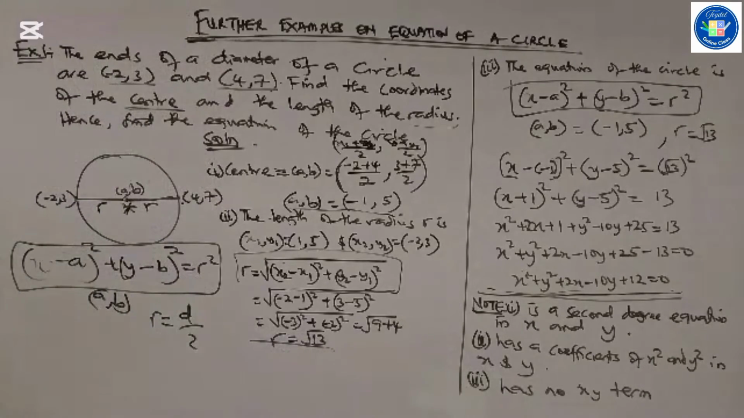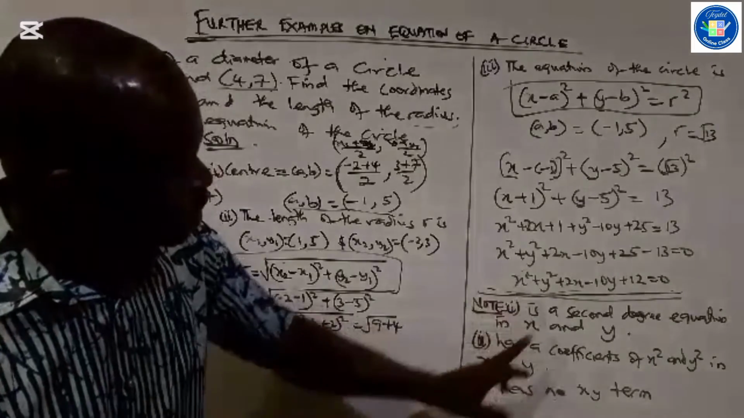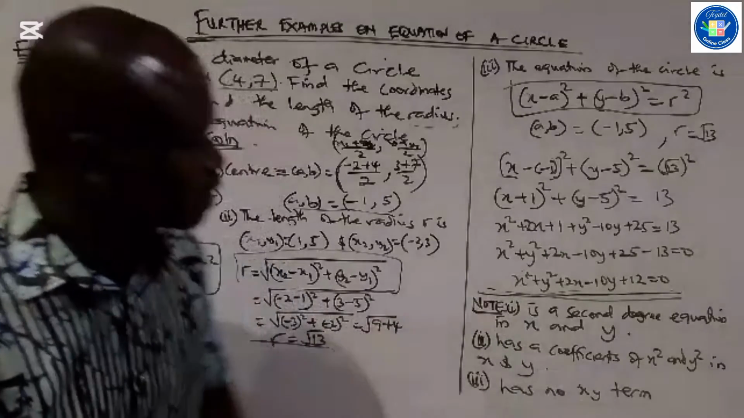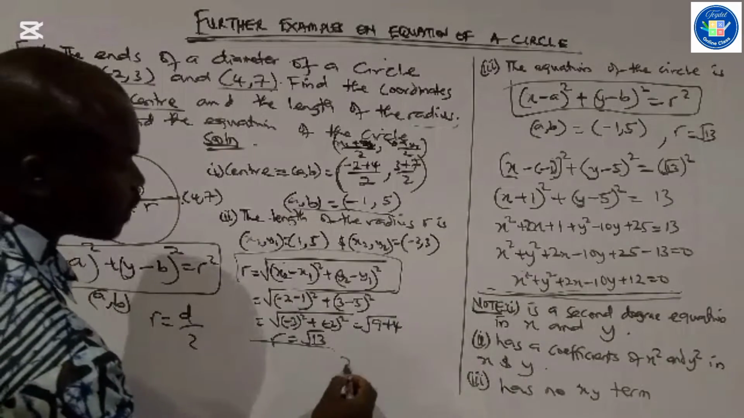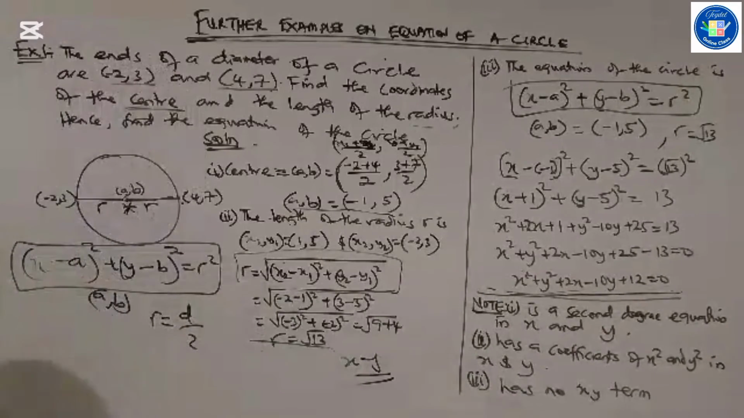Then the third condition is that the equation of a circle has no xy terms. That is, we cannot get the multiplication of x and y in the equation of a circle. So we should note that these are the three conditions that we consider whenever we want to find the equation of a circle. Please, let's take note of that. For you to be able to call an equation the equation of a circle, we must be able to satisfy these. So we should know that.